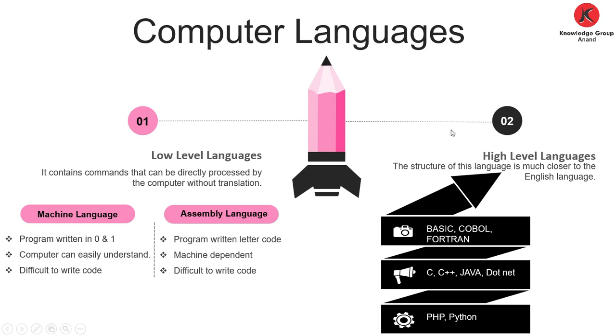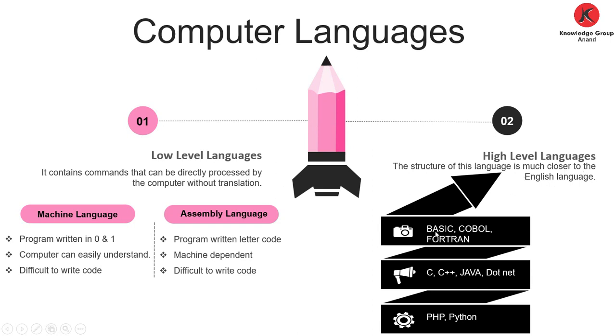There are two types of languages: high level languages and low level languages. The language which is understood by the computer is called a low level language, and the language which is understood by the computer user or man is called a high level language. Low level languages contain commands that can be directly processed by the computer without translation. In high level languages, the structure is much closer to the English language.